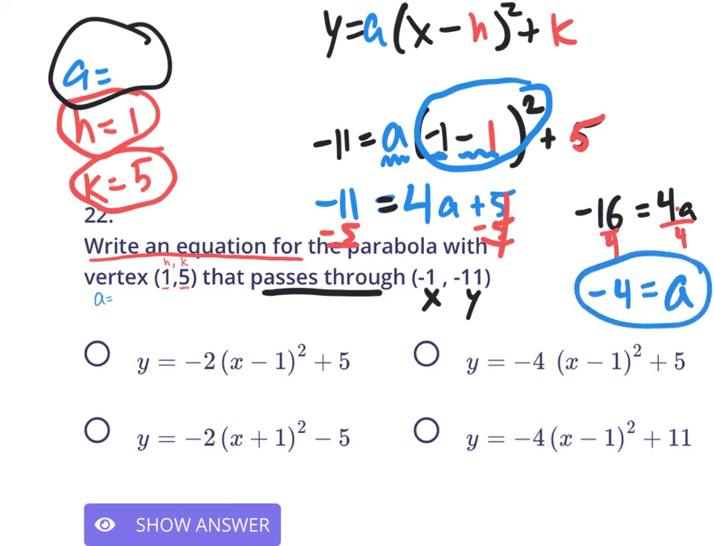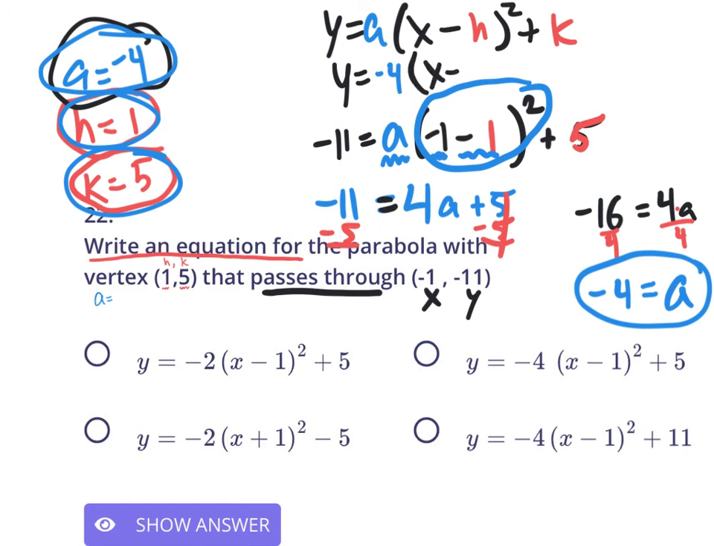So ladies and gentlemen, I just found my a value of -4. I also know my h value of 1 and my k value of 5. So now I'm able to write my equation in vertex form. y equals, we said my a value was -4, open parenthesis, x minus h, which is 1, close parenthesis, squared, plus k, which is 5. And ladies and gentlemen, this right here is my vertex form equation. My a, my h, and my k were all plugged in.